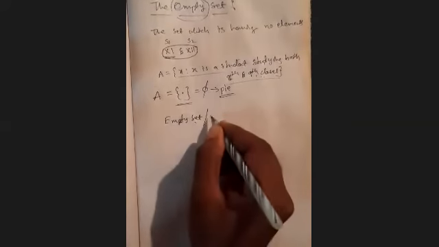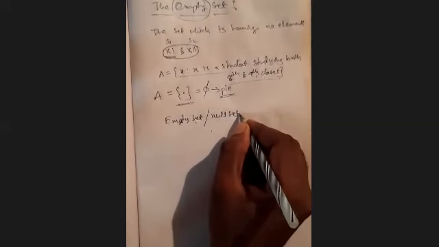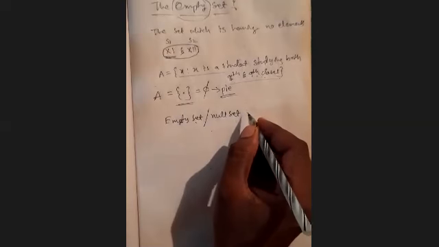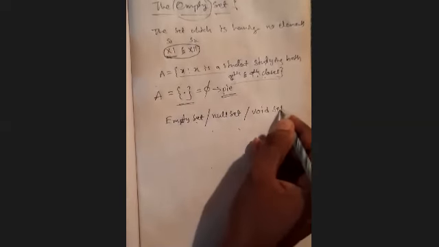Empty set or null set. One more name also there, what? Void set. See, the meaning of these three is the same. That is what? Empty set. The set which is having no elements.